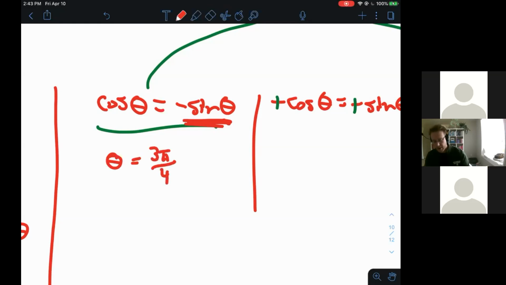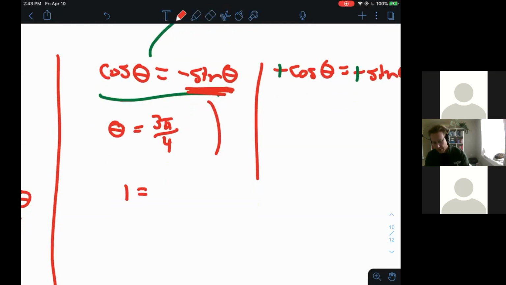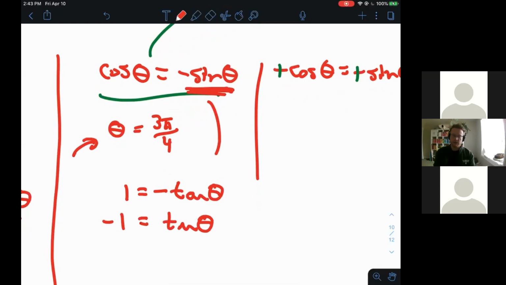Another way that you could go about this was, again, you could go ahead and divide by cosine on both sides. And so you could get 1 is equal to negative tangent of theta. And we could go ahead and divide by that negative sign. And we could say, when does tangent of theta equal negative 1? Again, the answer, 3 pi over 4. Right? And so all roads lead to these answers here.